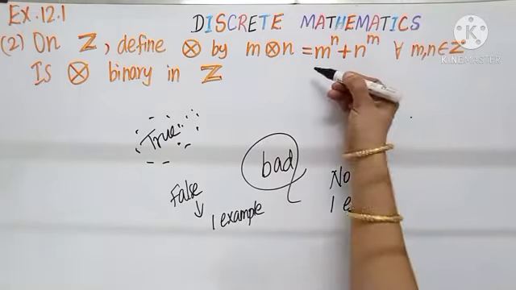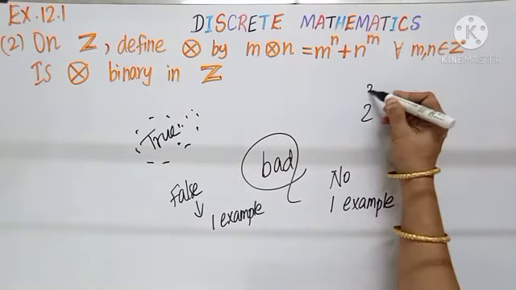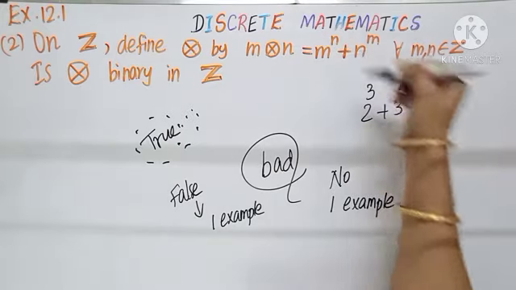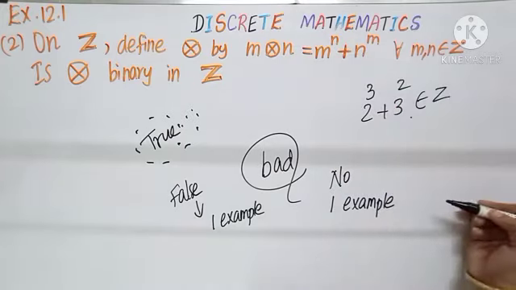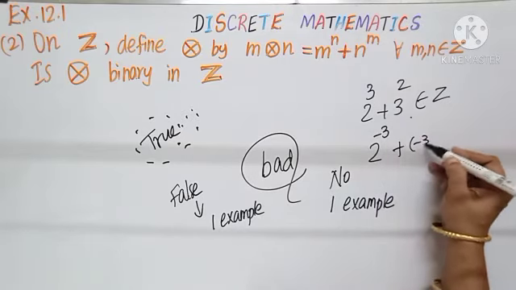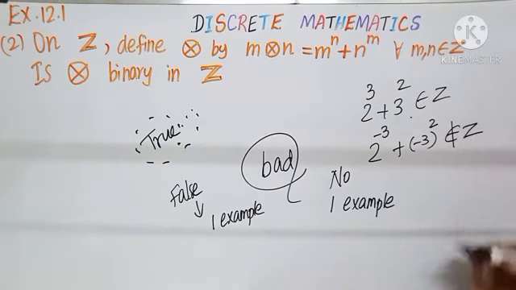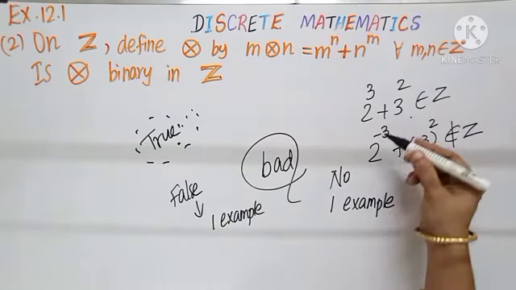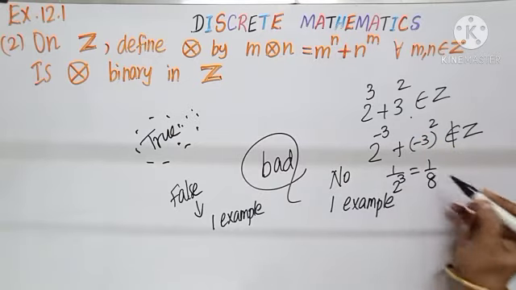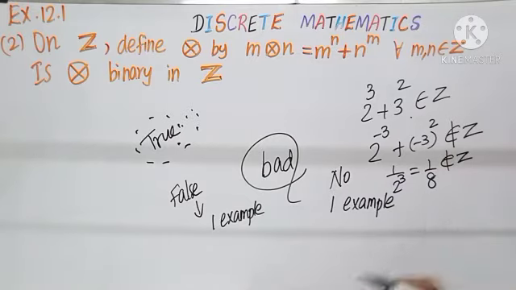Now here, how am I going to say it is false? Say 2 power 3 plus 3 power 2. If it is of this pattern, it belongs to Z. Suppose it is 2 power minus 3 and minus 3 power 2. Does it belong to Z? No. Because 2 power minus 3 will become 1 by 2 power 3. The answer is 1 by 8. 1 by 8 does not belong to Z.